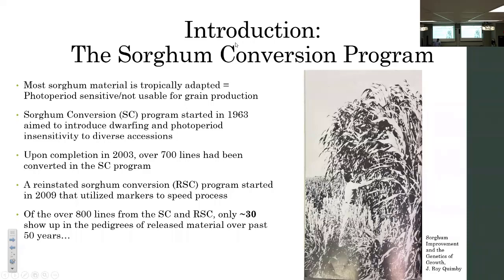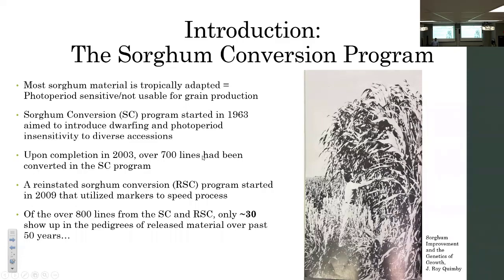Upon its completion in 2003, they had released, or converted, over 700 lines in that program. Following that, in 2009, a reinstated sorghum conversion program was started that utilized markers to help speed up the process of recovering the tropical genome. Over to the right here, it's a very old picture, but it gives you an idea what that looked like.